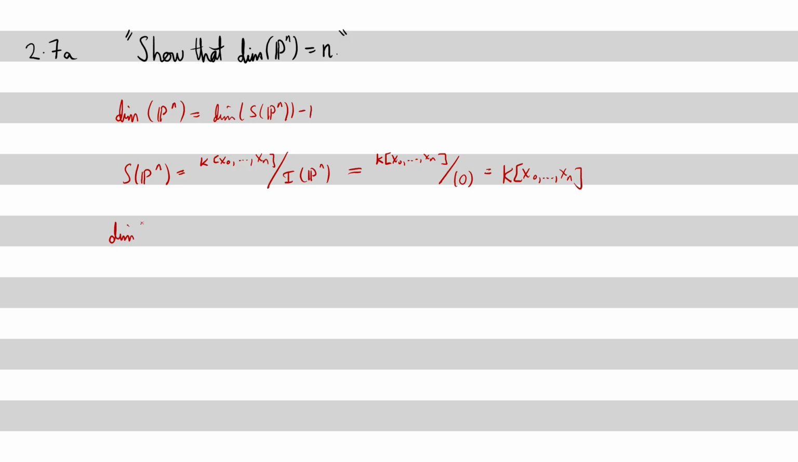Hence, the dimension of projective n space is equal to n plus 1 minus 1, because this is the polynomial ring over k in n plus 1 variables, so its Krull dimension is n plus 1. So we have shown that the dimension of projective n space is equal to n, and can move on.